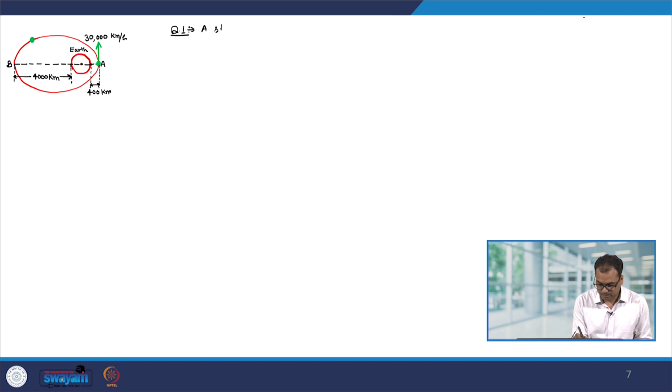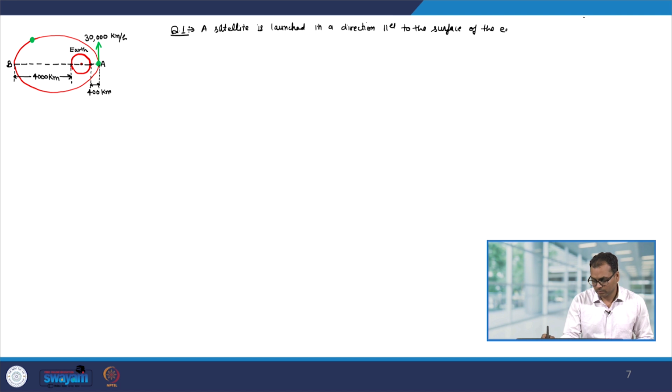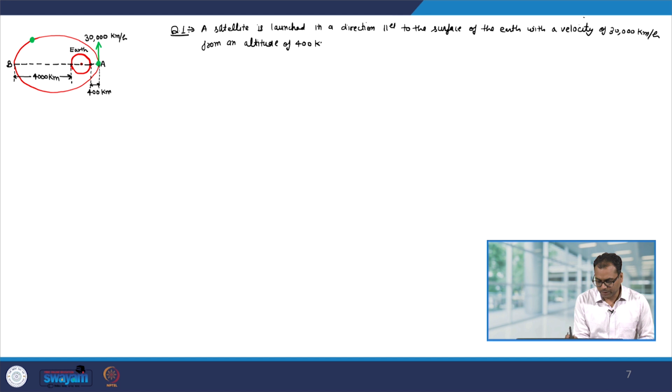A satellite is launched in a direction parallel to the surface of the earth with a velocity of 30,000 kilometer per hour from an altitude of 400 kilometer.